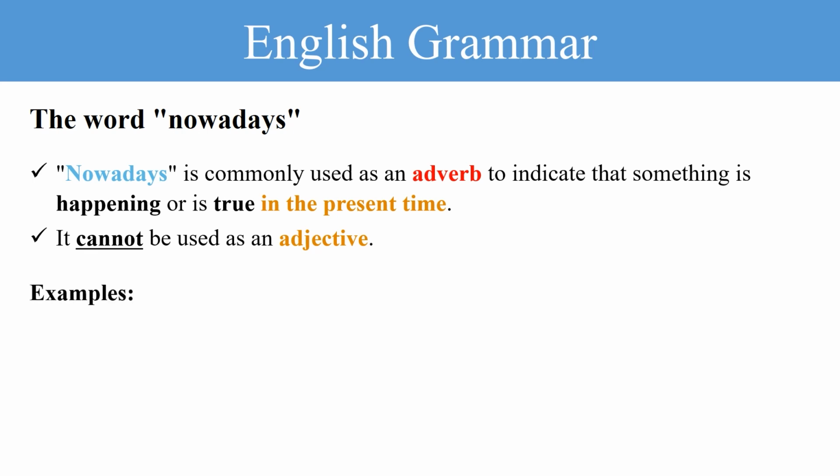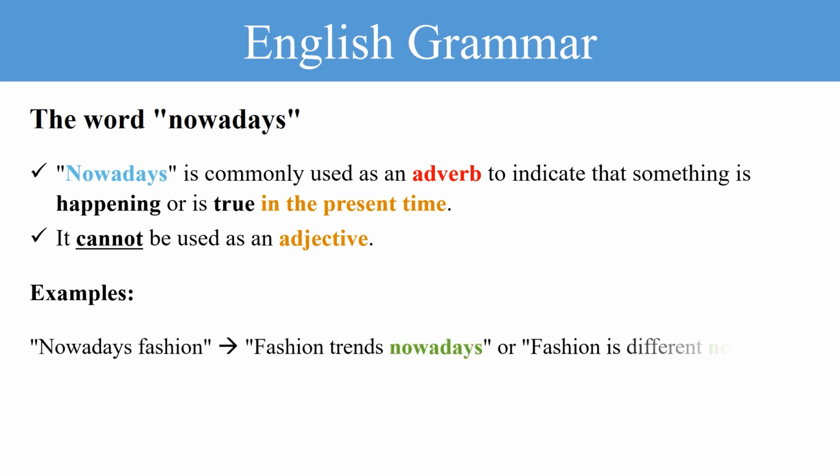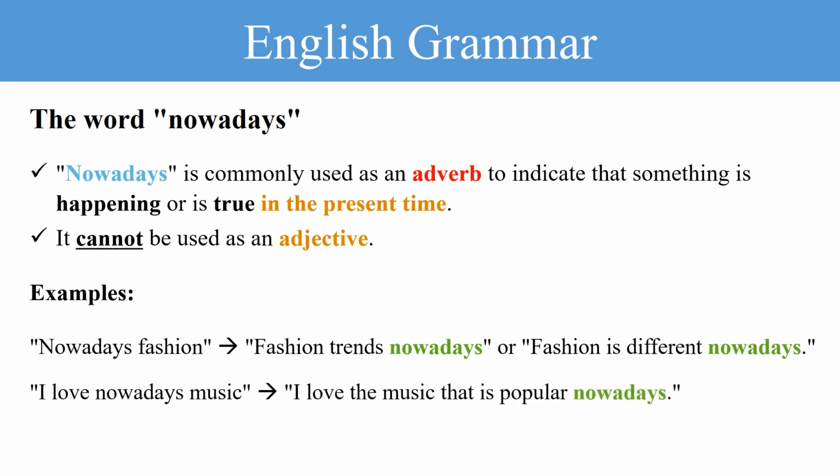Here are some examples of how nowadays would not be used as an adjective. 1. Nowadays fashion. This sentence is grammatically incorrect because nowadays is an adverb and cannot modify a noun like fashion. A correct way to phrase it would be fashion trends nowadays or fashion is different nowadays. 2. I love nowadays music. This sentence is also grammatically incorrect and the correct sentence would be I love the music that is popular nowadays.